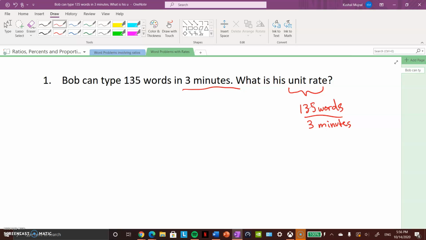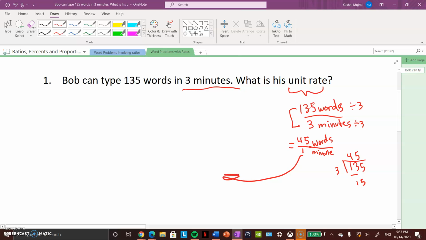But okay, so if he types 135 words in 3 minutes, his unit rate would be the simplified version of this, but we don't want anything on the bottom. We just want 1 on the bottom. I'll show you what I mean. So if we divide the bottom by 3 and the top by 3, we have whatever 135 divided by 3 is. So now we'll put 135 into short division. That's 4, 1, 5, 5. It's 45. So it equals 45 over 1, words, 45 words divided by 1 minute.